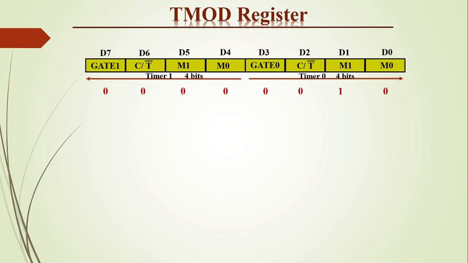So to use timer 0 or timer 1 in mode 2, we have to configure that timer using the TMOD register. For timer 0 to be used in mode 2, we have to use the lower 4 bits of this TMOD register. Here we are making the bits M1 and M0 equal to 10, which means we are selecting mode 2 using this configuration.